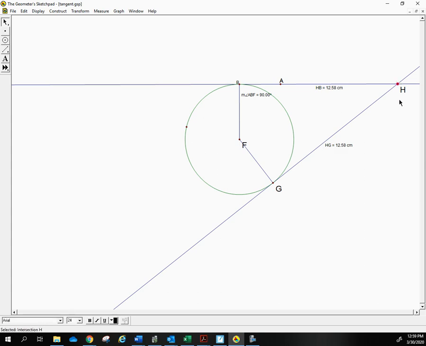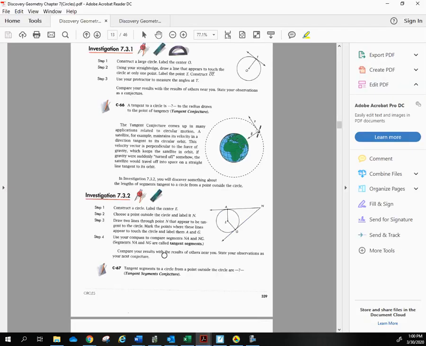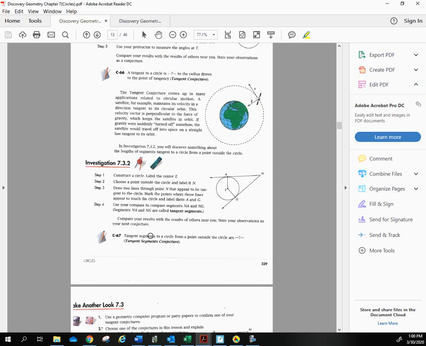The distances from the point of intersection to the points of tangency will always be the same. So this right here was conjecture 67, which said the tangent segments to a circle from a point outside the circle are equal in length.